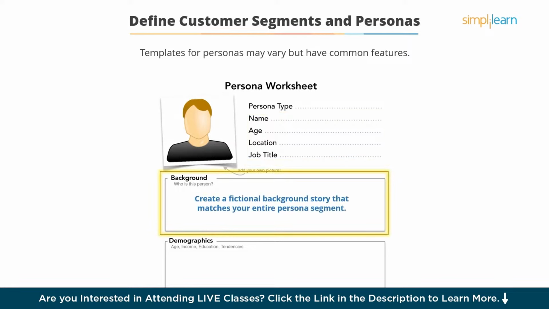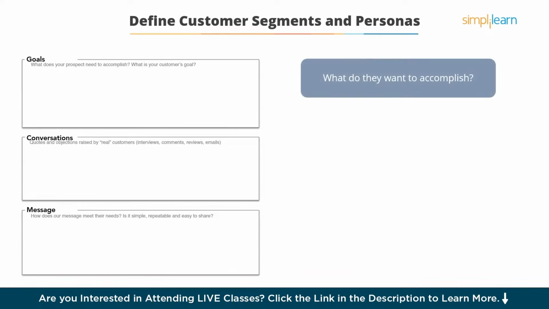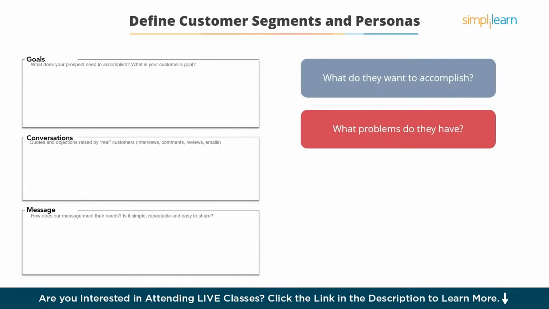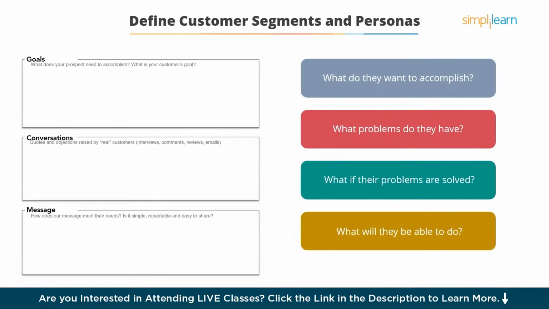Create a fictional background story that tells a bit about your persona, but be sure it matches most of your segment. One of the most important aspects of the persona is the identification of the persona's needs and goals. Answer: what do they want to accomplish? What problems do they have? What does life look like if their problems are solved? And what does that enable them to do?